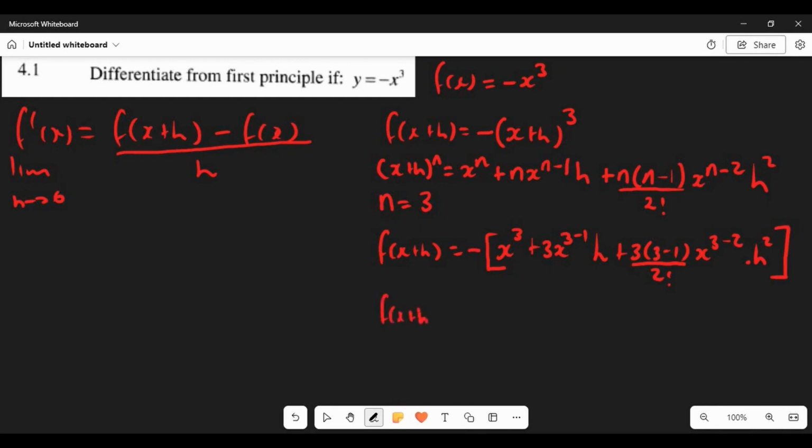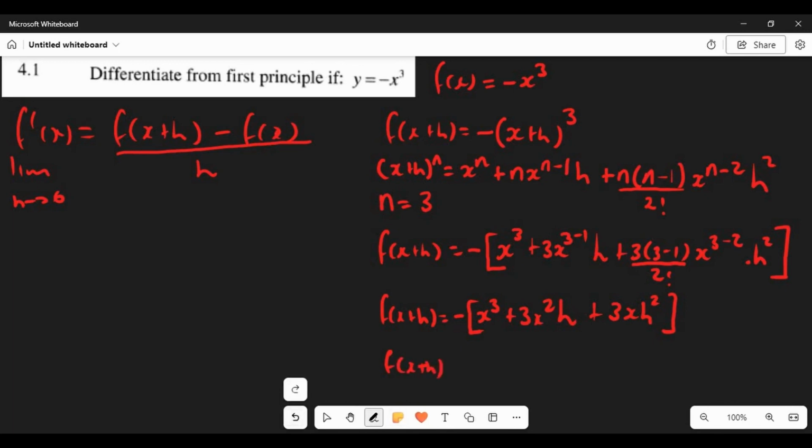So from here, what do we do? We simplify, guys. Don't forget this negative. Now the first term is going to be x to the power of 3. And then the second term, we're going to have 3x to the power of 2, because we have to subtract this 3 with 1, multiplied by h, plus. Now, the third term, remember we have this here. We put this on the calculator and the answer is going to give you 3. And then we have x to the power of 1, so even if you don't write it, we are fine, multiplied by h squared.